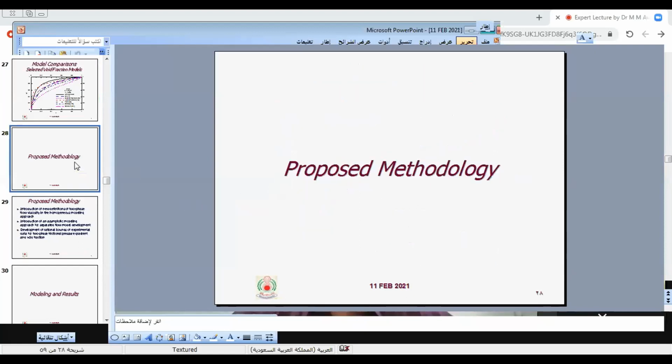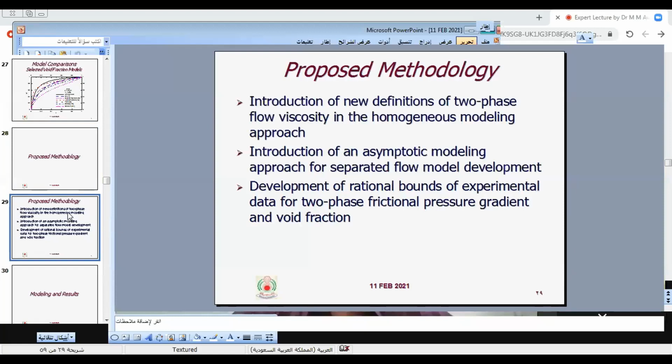And now I will start to give a brief introduction of the 3 different methods that I will cover in my talk today. The first method will introduce a new definition of two-phase viscosity that we can use in the homogeneous model approach. The second method will use an asymptotic modeling approach with the separated flow model. And finally, I will introduce the development of bounds for experimental data for pressure gradient and void fraction.